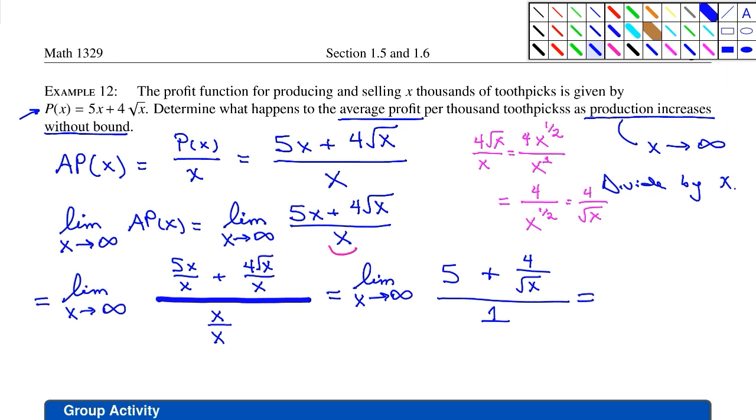And now we take the limit. So the limit as x goes to infinity of 5 is 5. The limit as x goes to infinity of 4 divided by the square root of x is 0. And then the limit as x goes to infinity of 1 is just 1. So it's 5 plus 0 divided by 1, which is 5.